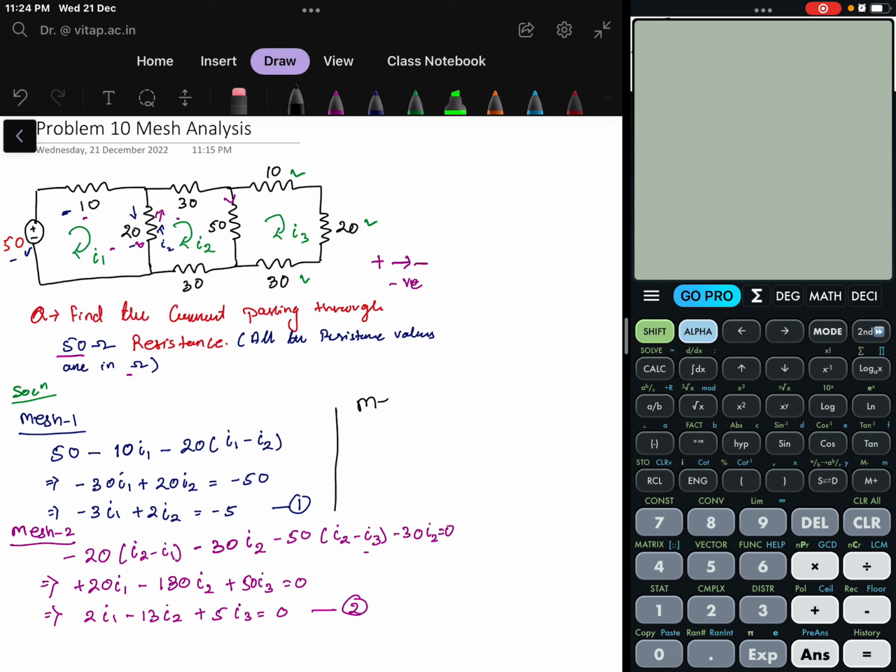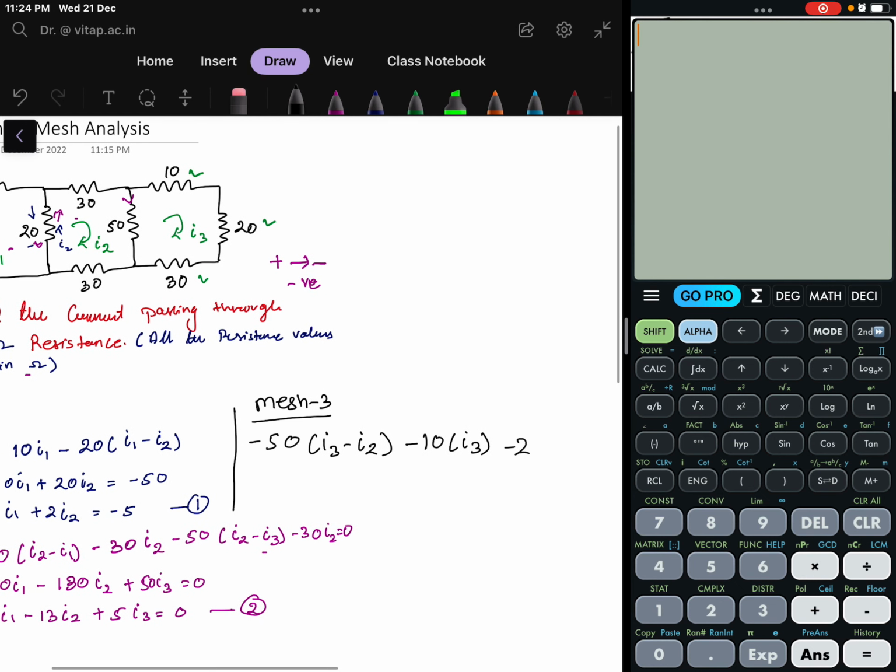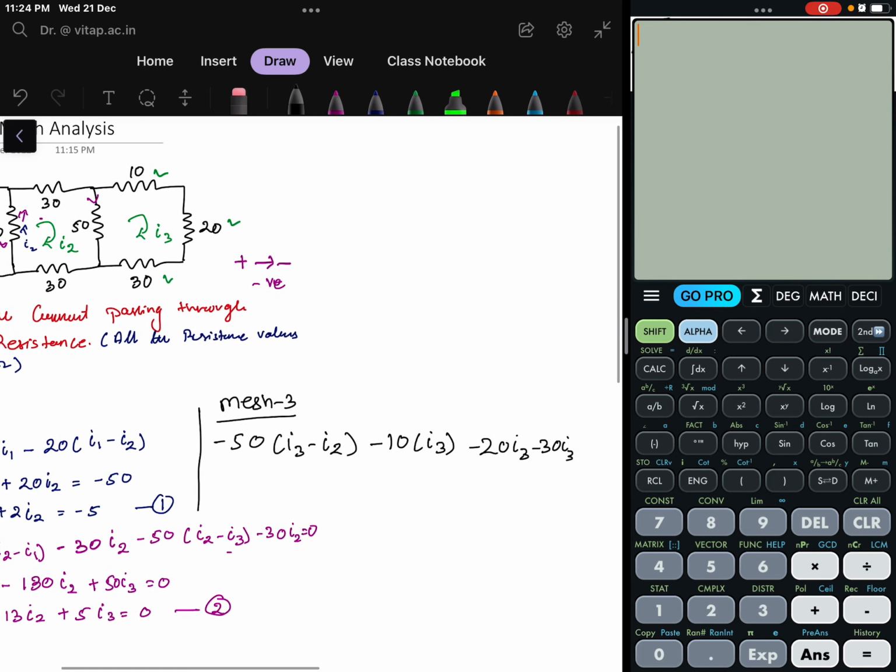So that will be for mesh 3. Okay, so for mesh 3, I can write minus 50 into I3 minus I2, then minus 10 into I3, minus 20 I3, minus 30 I3 is equal to 0.